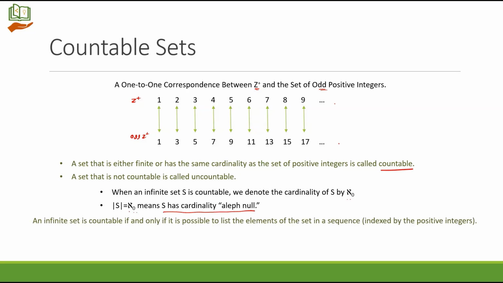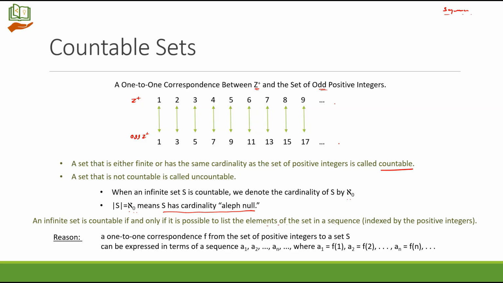An infinite set is countable if and only if it is possible to list the elements of the set in a sequence indexed by the positive integers. In order to know what a sequence is, you have to watch the sequences video under the Mathematics for Computer Science playlist. What is the reason behind that? A one-to-one correspondence f from the set of positive integers to a set S can be expressed in terms of a sequence a1, a2 and an, where a1 is equal to f of 1, a2 is equal to f of 2 and an is equal to f of n.